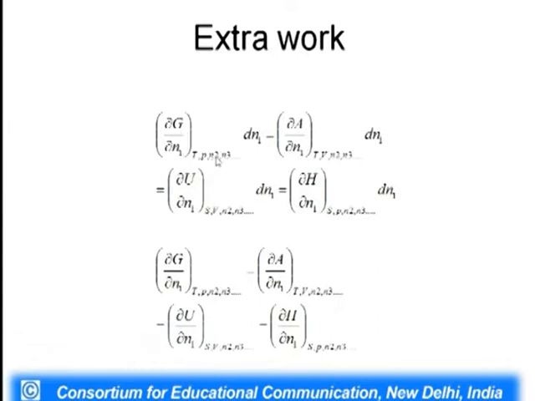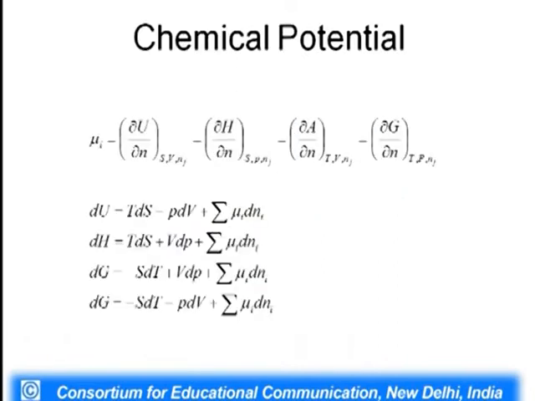So, del G by del N1 dN1 is equal to del A by del N1 dN1, del U by del N1 dN1 and so on, and you see that dN1 is common, so you can just cancel out dN1. So, you have these 4 differentials which are equal to each other. All are partial molar derivatives, but under different conditions. These terms are defined as chemical potential.